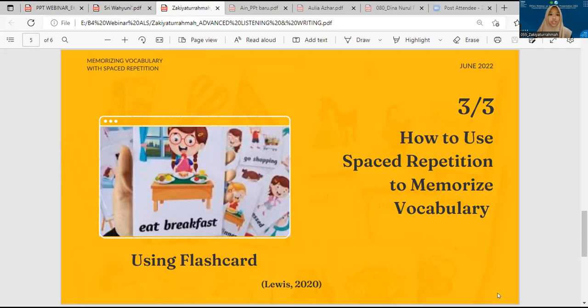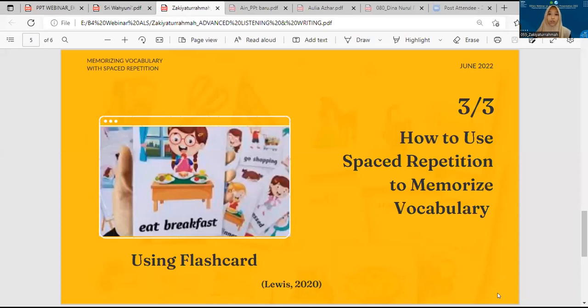Spaced repetition is important because it is an evidence-based technique that helps your brain retain information more effectively and increases your speed of recall. This is why this technique is highly recommended for vocabulary learning.